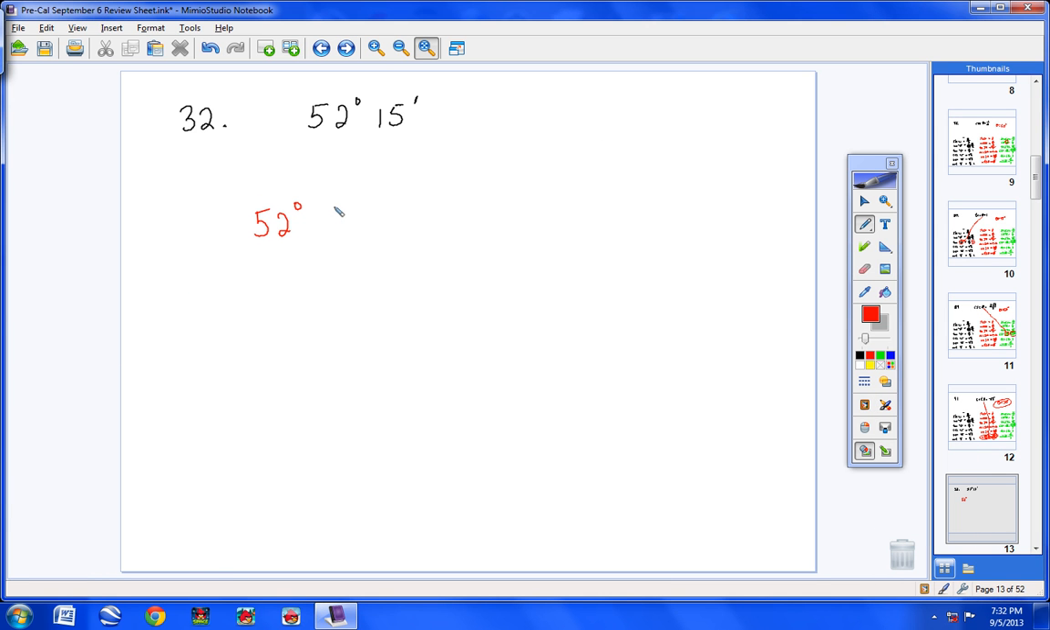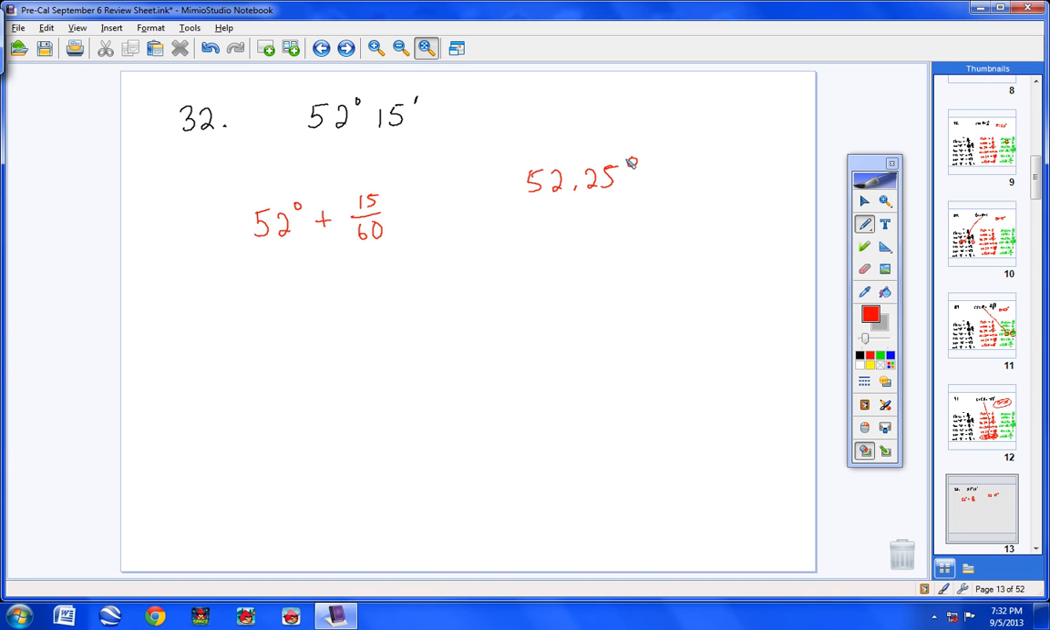Okay, we do not multiply it. That's my fault. It's 52 plus 15 over 60. That's one way to do it. If you had seconds, by the way, you would put that number over 3,600. We don't have that, so we don't have to worry about it. But 52 plus 15 over 60 would give you 52.25 degrees.